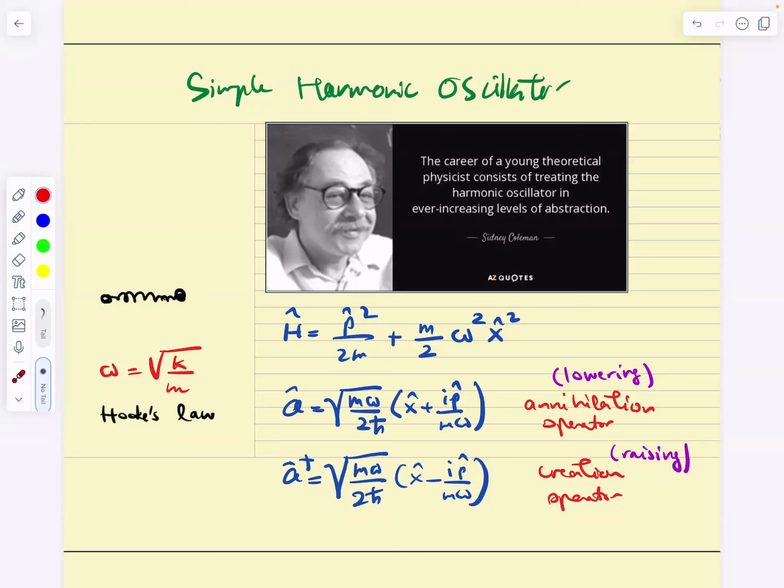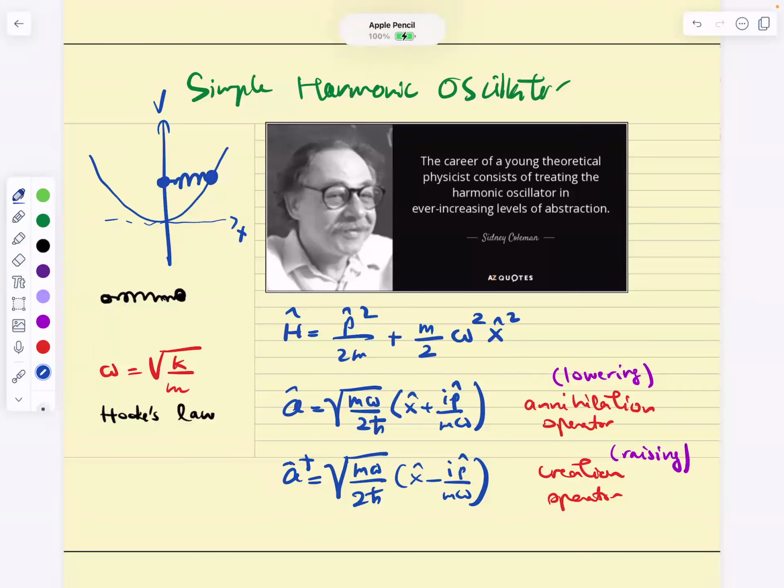Everybody's with me? So what are we going to try to study? We're going to look at a particle moving in a potential like this, V of x. What is such a potential describing? It's just like the particle is attached by a spring to the center, right? That's what the potential is describing.